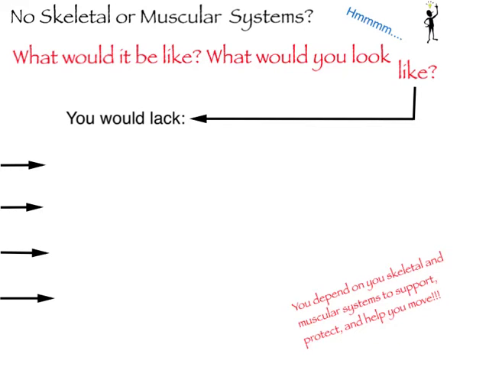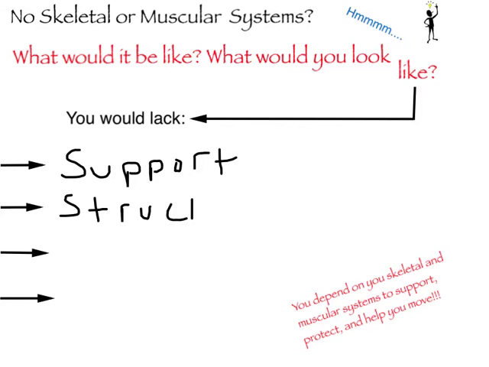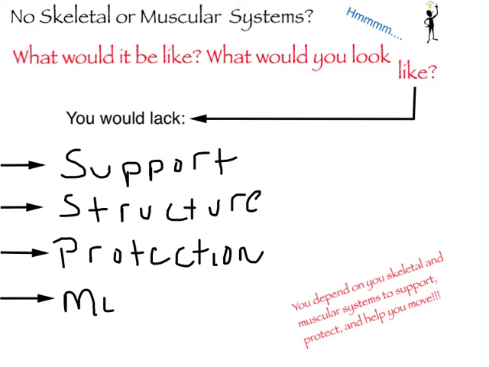Let's start off with a hypothetical question. Let's think about, what if we had no skeletal system and no muscular system? What would it be like, and what would we look like? Well, if we didn't have a skeletal system and we didn't have a muscular system, we would lack support, we would lack structure, we wouldn't have any protection for internal organs, and we wouldn't have any movement whatsoever.